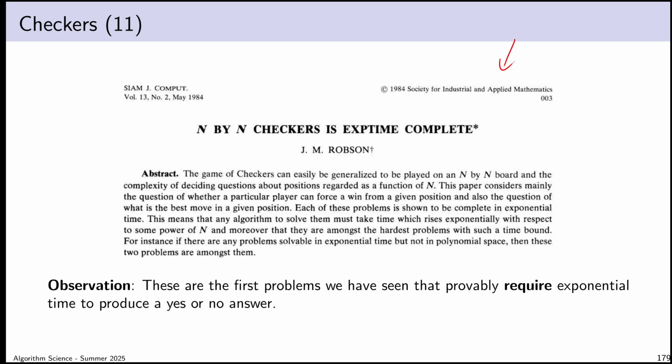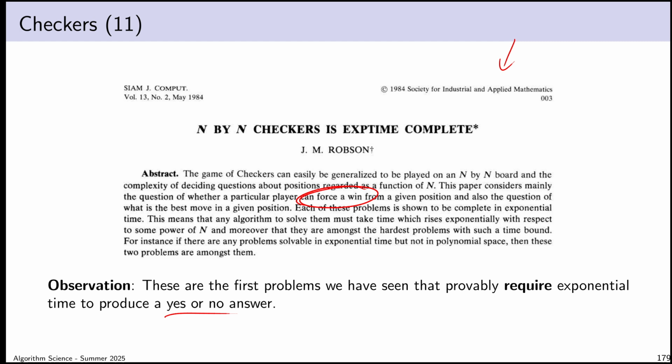Here is a paper. Here is an early result of the fact that generalized checkers requires exponential time. There are no algorithms to solve the problem of deciding whether a particular player can force a win better than exponential time. And I will add, this is the first time we have seen a problem that provably requires exponential time to produce a yes or no answer. There are tons of problems that we've encountered in passing over the past 40 lectures that will require exponential time.